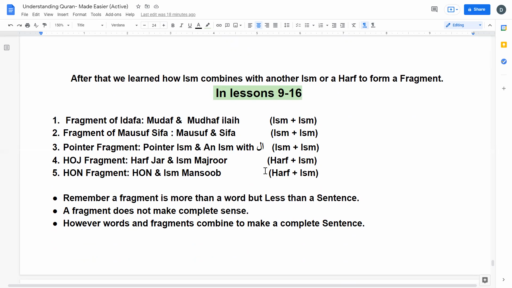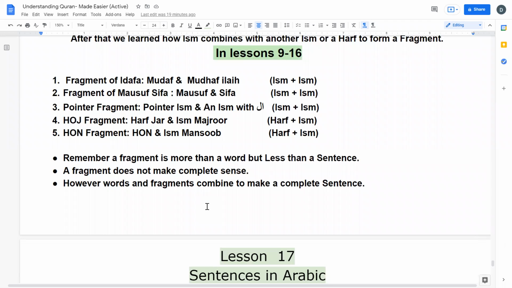And we also learned 2 fragments composed of harf and ism. One is the harf of jar fragment, harf jar and ism majroor, jar majroor fragment. And we also learned harf of nasb fragment. So these are the things that we already learned, alhamdulillah.